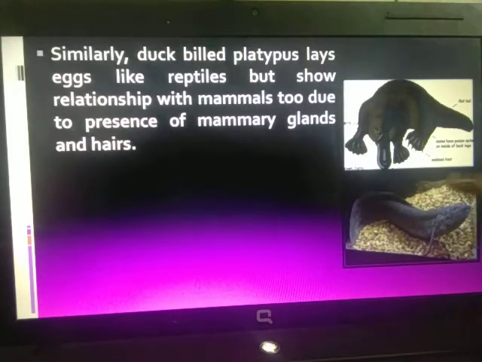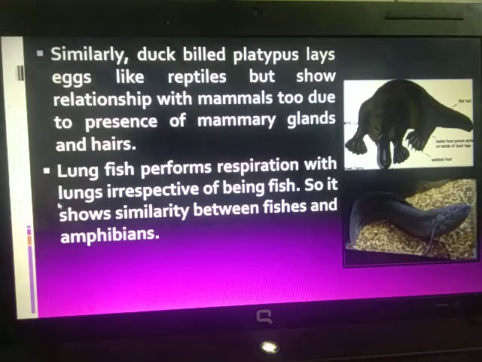Now a lungfish, though it is a fish, performs respiration through lungs. Fine. And therefore like the fish, it is a connecting link between a fish, and since it has lungs like that of the amphibians, it can be a connecting link with the amphibians. Fine. So lungfish shows the similarity, performs respiration with lungs irrespective of being a fish. So it shows similarity between fishes and amphibians.